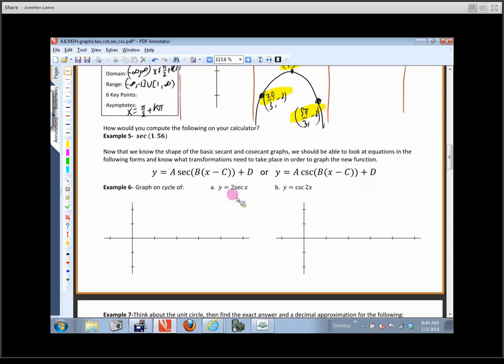Okay, so let's start off with something really easy. If this were, say, a cosine graph, and it had a 2 in front of it, what does that do to the cosine graph? Vertically stretches it, right? Makes the points bigger than they used to be, taller than they used to be, further from the x-axis than they used to be. So it's a vertical stretch. That's all this does to the secant function.